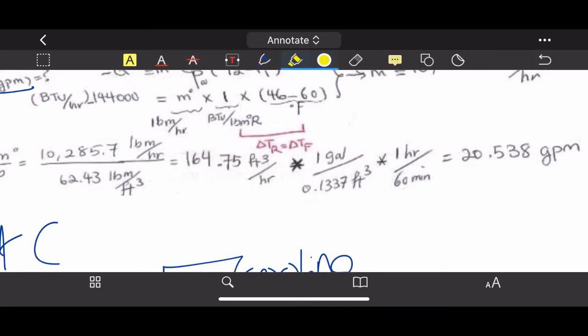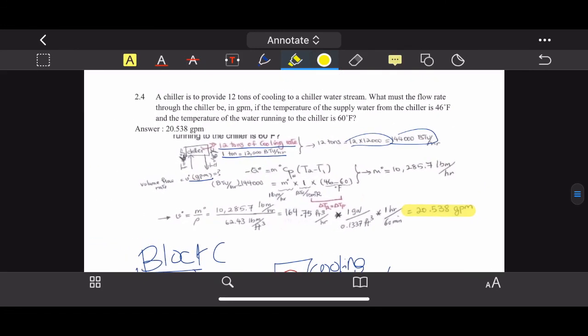Right, 1.6475. Now you must change it to gallons per minute. You can see here, feet cube is our volumetric unit for English units, not meter cube, but feet cube. A meter cube can also relate to liter, right? But for English units, feet cube can relate to gallon. So 1 gallon is equal to 0.1337 feet cube. That's why you have it there. And you must change hour to minute. So what you need to do is you just times and divide what is needed, and you get your final answer to be 20.538 gallons per minute, which is required to remove heat from 60 degrees Fahrenheit to 46 degrees Fahrenheit.